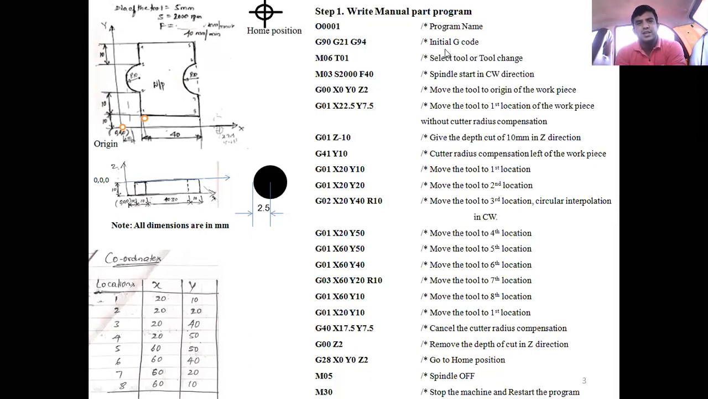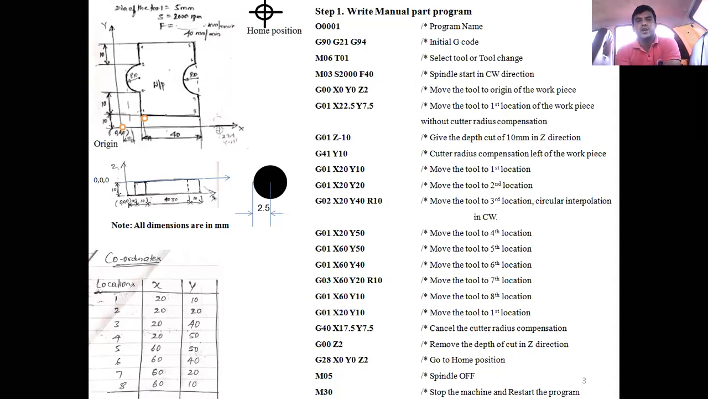Next, select the tool or change the tool. How do you do it? By giving the code M06 T01. T01 stands for tool number 1. In tool number 1, we have to define the diameter of the end mill cutter, which is 5 mm. Next, we start the spindle in clockwise or counterclockwise direction. That depends upon the programmer also.